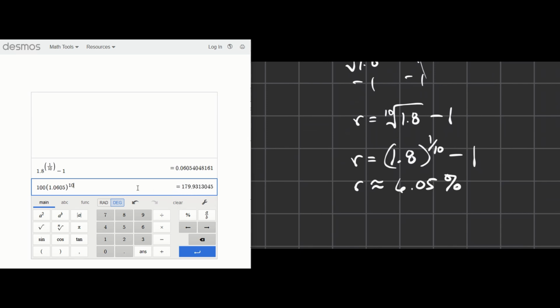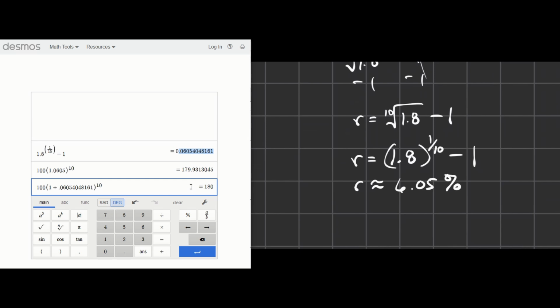The reason this number is a little bit off is because this 6.05 is actually rounded. If I used the exact value, so like if I copied and pasted this in and then raised this to the 10th power, oops, should be a decimal here, then you see that it rounds right up to $180.